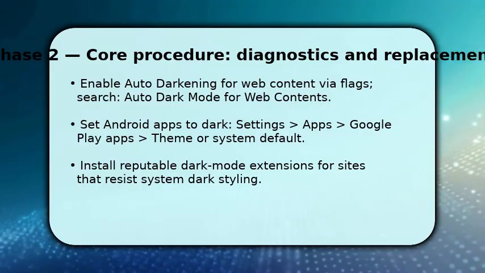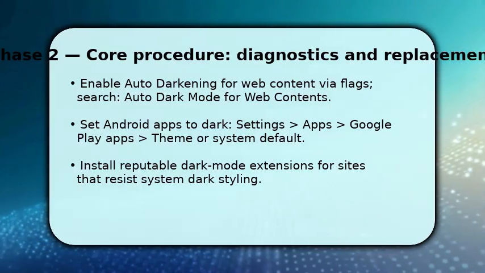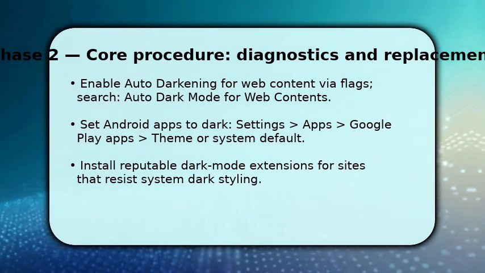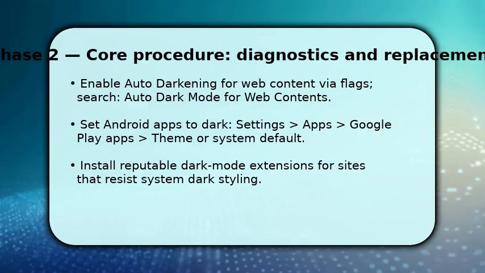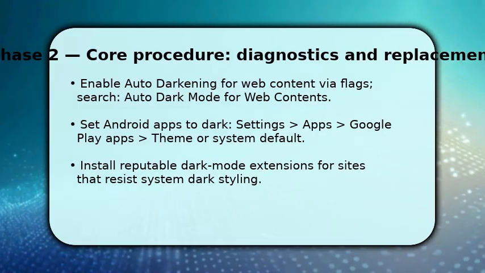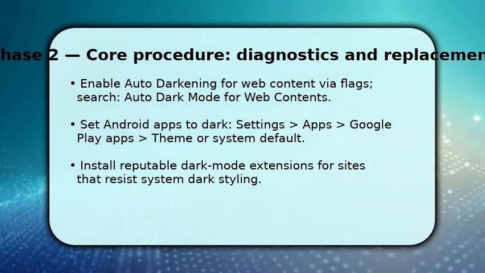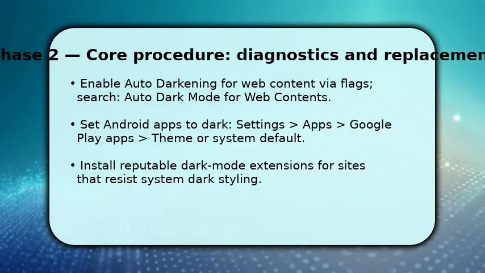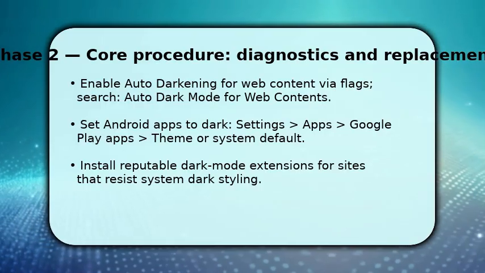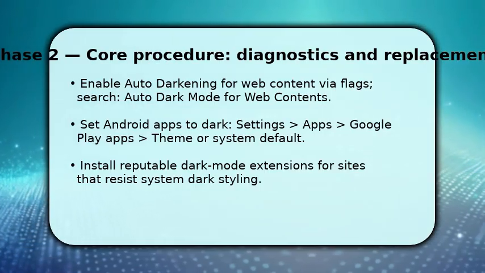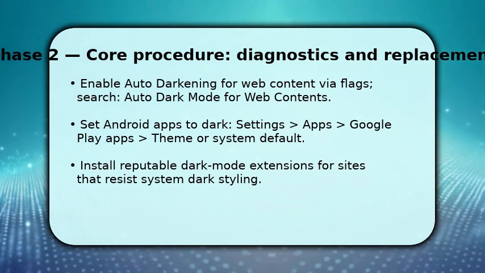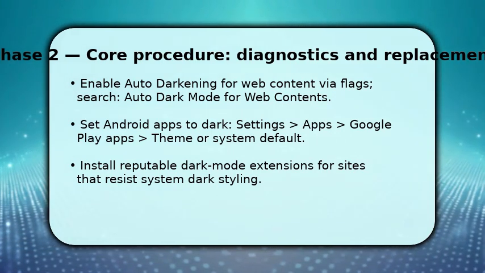Next, you'll force dark styling where the system theme doesn't reach. Open the Flags page, search Auto Dark Mode for web contents, enable it, and relaunch. This inverts or restyles many websites. Note results vary by site. Also, go into each Android app settings or Android app info and set theme to dark or system default so apps follow Chrome OS. Finally, add a dark mode extension for stubborn sites. Make sure you grant only necessary permissions and keep extensions updated so rendering stays stable.